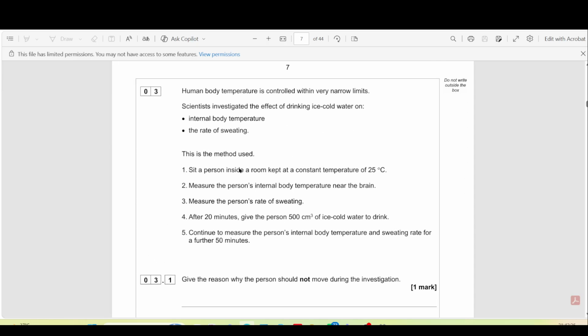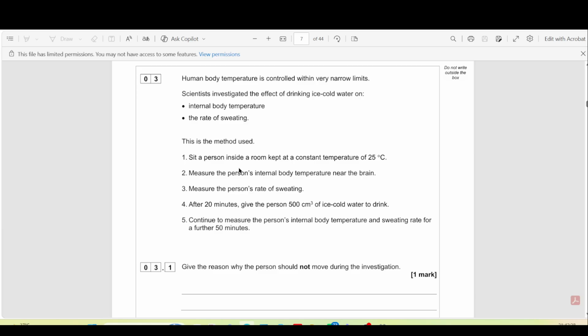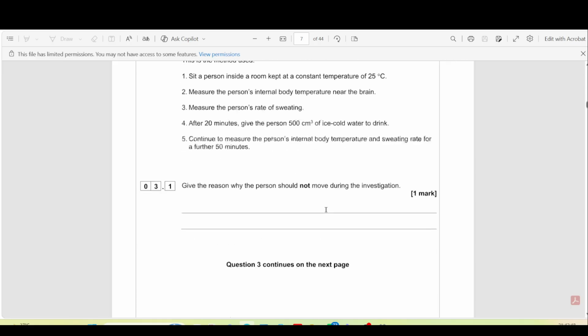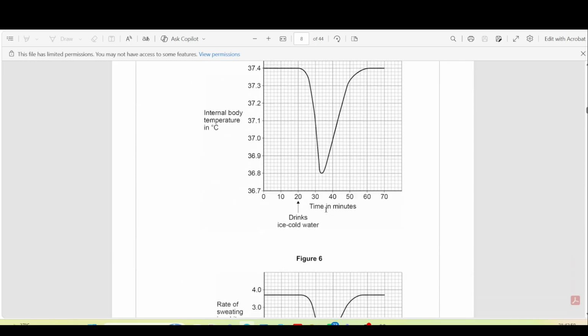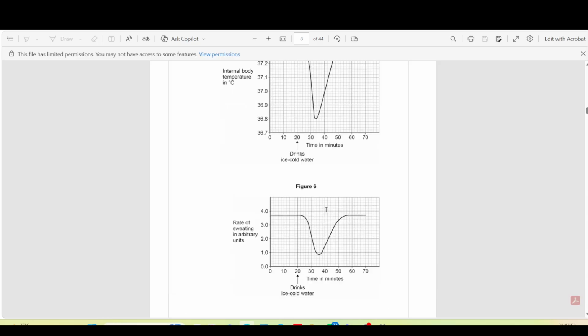If they move, they could change the temperature in their body. Because moving would involve muscle contraction, right? Which will release thermal energy and it can increase body temperature. Okay? That's why. Increase body temperature.